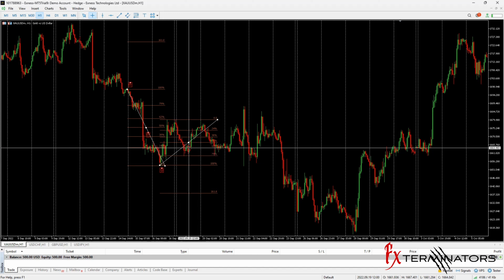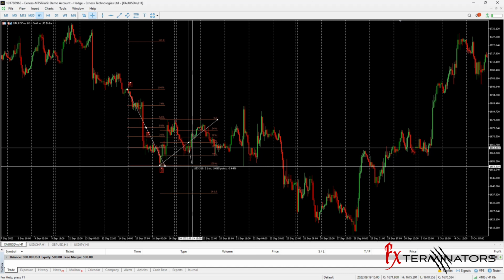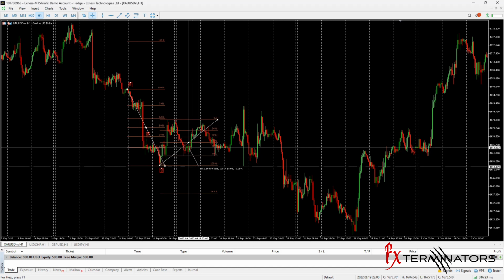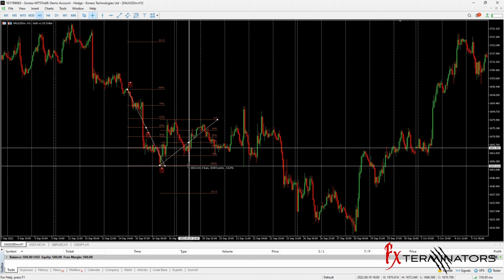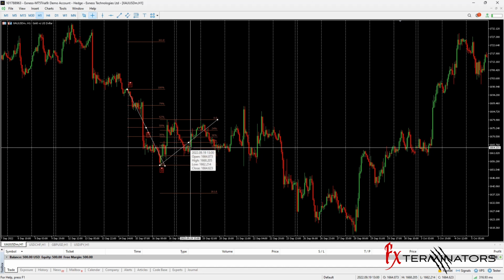I take my entry from this level, that is 62%, and stop loss just right below the low. You understand? You can also put your stop loss just below this level here. But to be on the safe side, it's very advisable to take your stop loss at this level, because we may see price retrace back down, dipping into the 79% before going back up. So it's always good to play safe in the market.